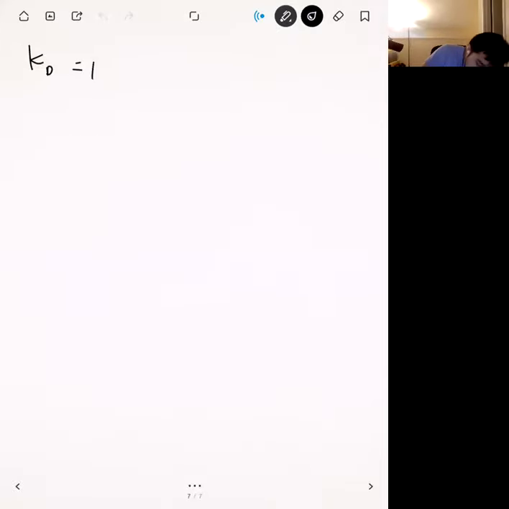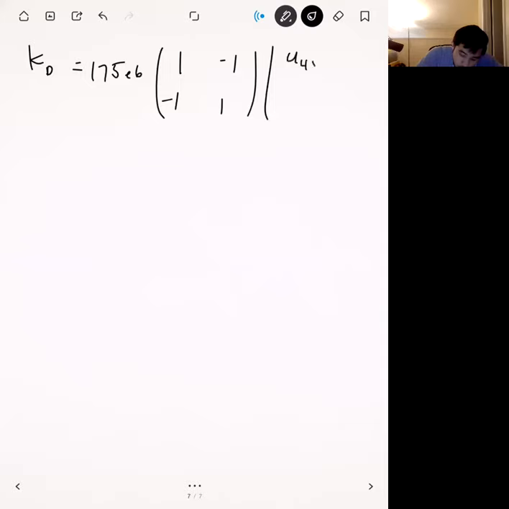And so this is going to be 175E6, right? 1, minus 1, minus 1, 1, right? So this is just simply our element stiffness matrix for a spring. And it's going to be multiplied by the degrees of freedom that element D acts on, which is U4y, U5y. Okay. All right. And so now that we've done that, now it's time for assembly.